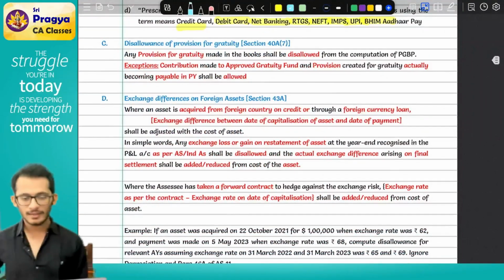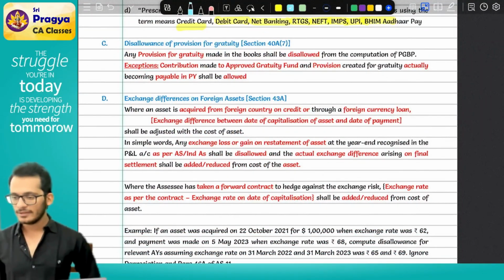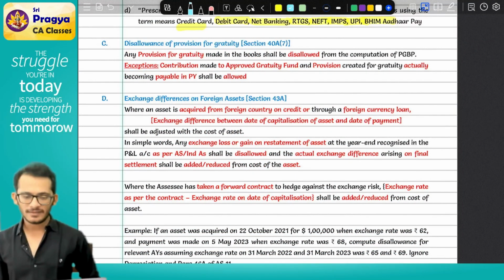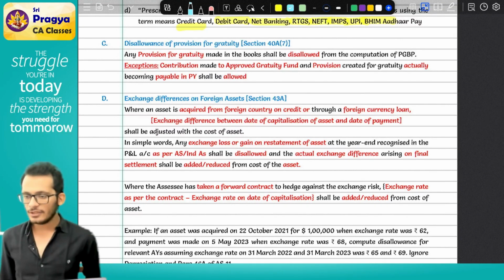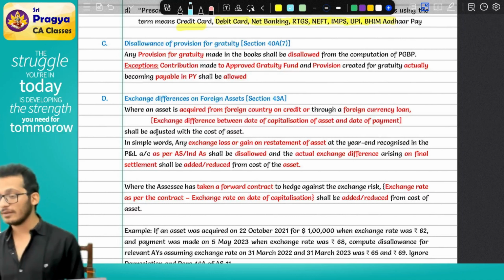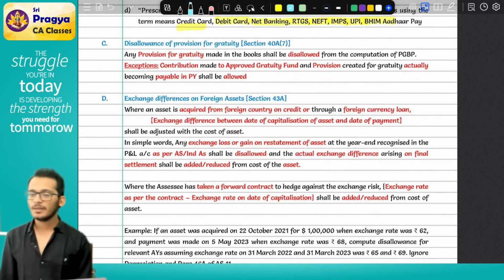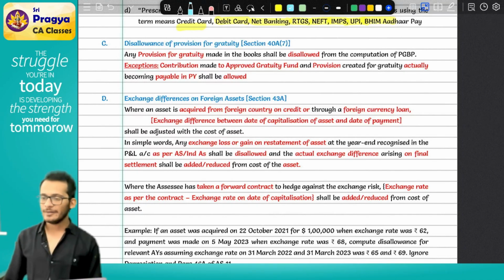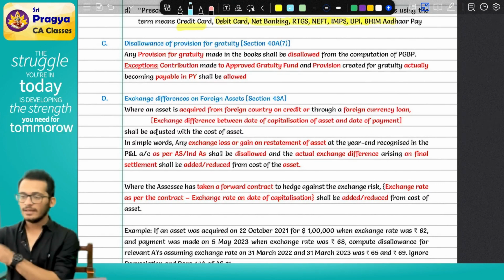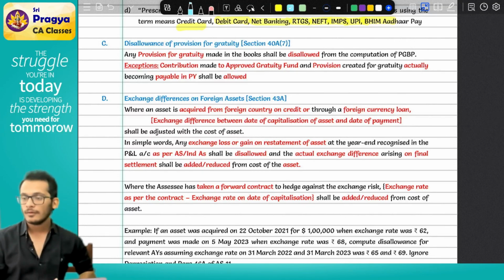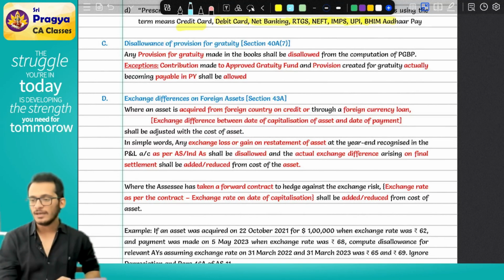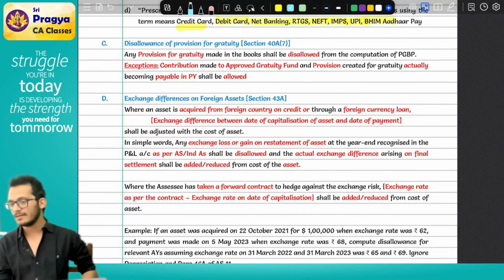Next, disallowance of provision for gratuity. Income tax says, if you make a gratuity provision in your books, that gratuity provision will be disallowed. I will not permit you to book any expenses for gratuity, because understand, will you pay gratuity right now or will you pay 5 years later? You will pay 5 years later. From today itself, if you start booking expenses, that is a big problem for me.